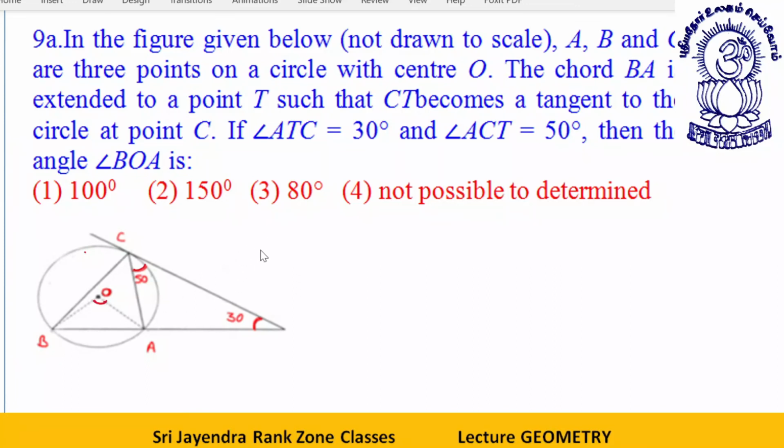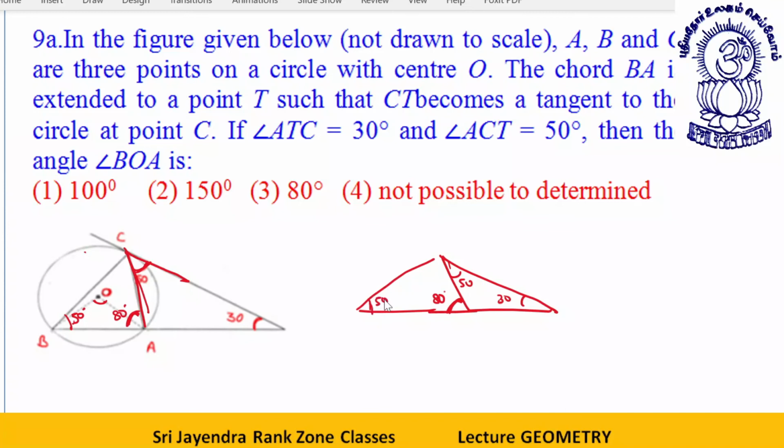Okay, dear students. See, first of all, this angle is the exterior angle of this triangle. For this triangle, this angle is 50, this angle is 30. So therefore, this angle becomes 80 degree. Now, this is the chord, this is a tangent. So the angle between chord and tangent is 50. So this chord will make an angle of 50 degree over here. You get this angle 50 degree, you get this angle 80 degree.